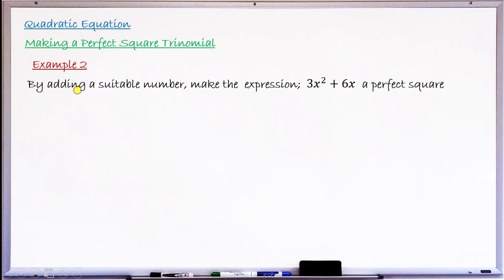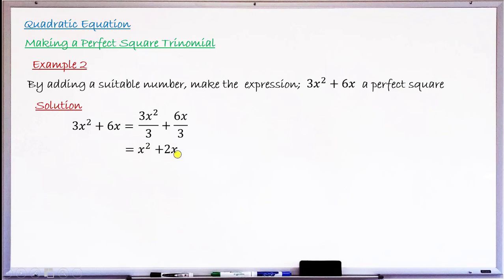Example number 2 says: by adding a suitable number, make this very expression, 3x squared plus 6x, into a perfect square trinomial. Solution to this very problem: copy the given binomial, that is 3x squared plus 6x. Step number 1 says we have to make the coefficient of the square term 1. In this case it is 3. I would like to have just x squared there. So I'm going to divide through these two terms by the coefficient of the square term, which is 3. I divide 3x squared by 3, and 6x by 3. After this division, I'm going to have x squared plus 2x.